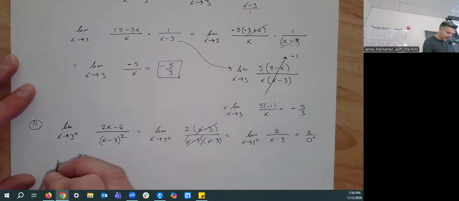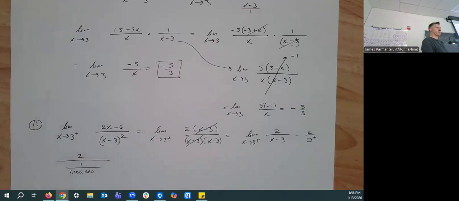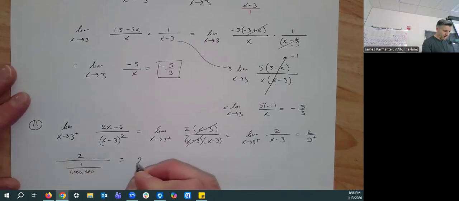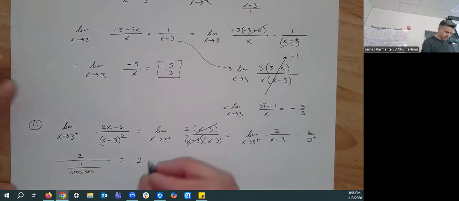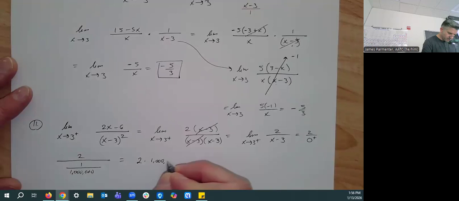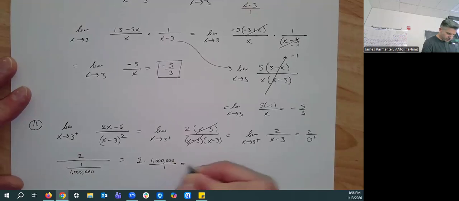And then I like to write this little notation here to kind of justify to yourselves, well, it's like we have 2 divided by 1/1,000,000. Right? That's a really, really small positive number. But when you divide by a fraction, what do you do? You multiply by the reciprocal, which is 1,000,000/1. Oh, that's a really big number. That's 2 million.